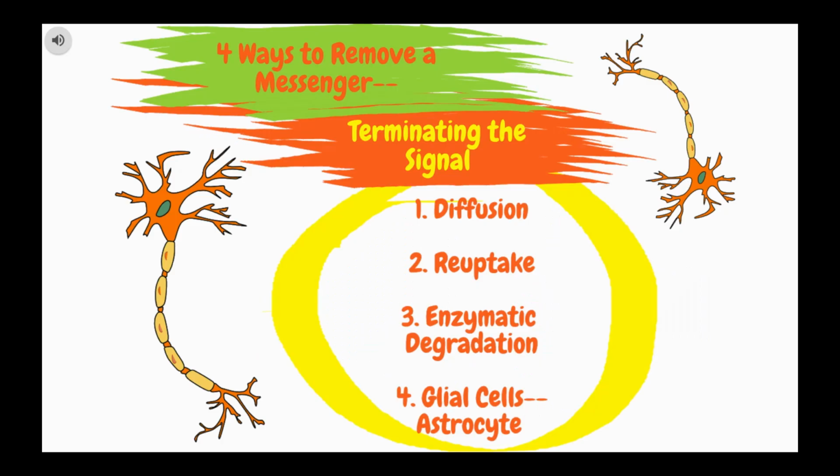Once the neurotransmitter or messenger has served its purpose, it must be removed in order to prevent repeated firing and allow for new signals to be received. The mechanisms that we are about to discuss remove the messenger from the synapse. The removal of the messenger ends the signal.